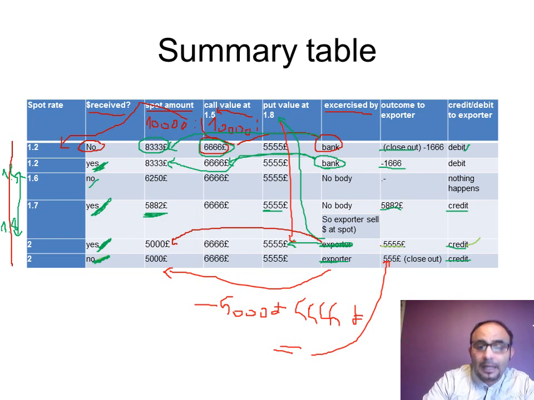And then he will sell those dollars to the bank, right? In which case he will get 5,555 pounds. Okay, and that obviously makes him a gain of 555 pounds. This again is a case that we call closeout, and that's a nice thing in this case. So it's been credited to the account of the exporter.